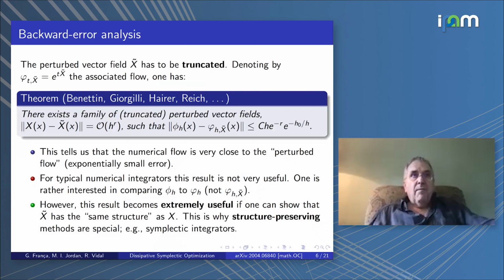All right, now we can also start to get approximations and do backward error analysis if we truncate the perturbed vector field. So let's now truncate it, do the expansion out to a certain level, and define the flow associated with the truncated map. And again, theory from the numerical analysis literature shows there exists a family of truncated perturbed vector fields such that the error term can be controlled exponentially. Okay.